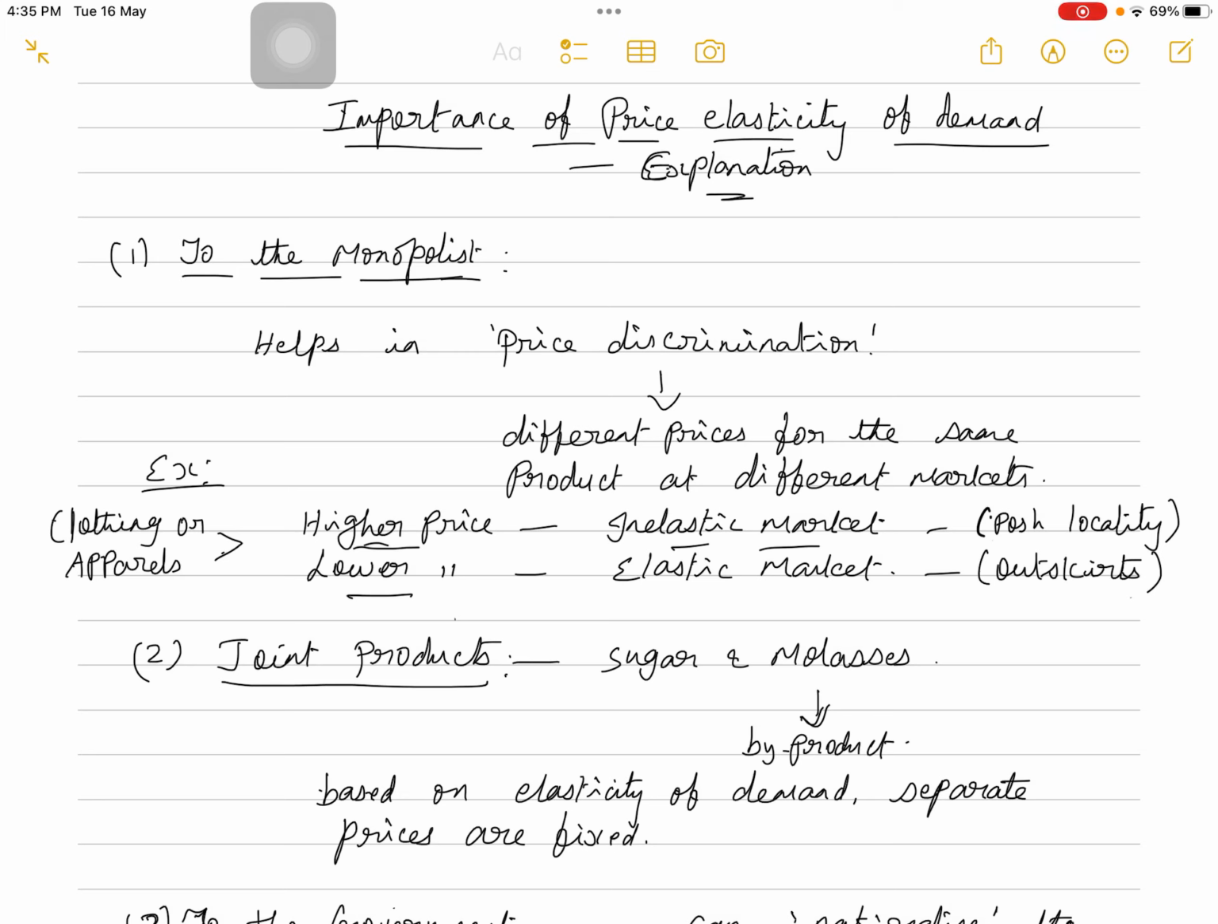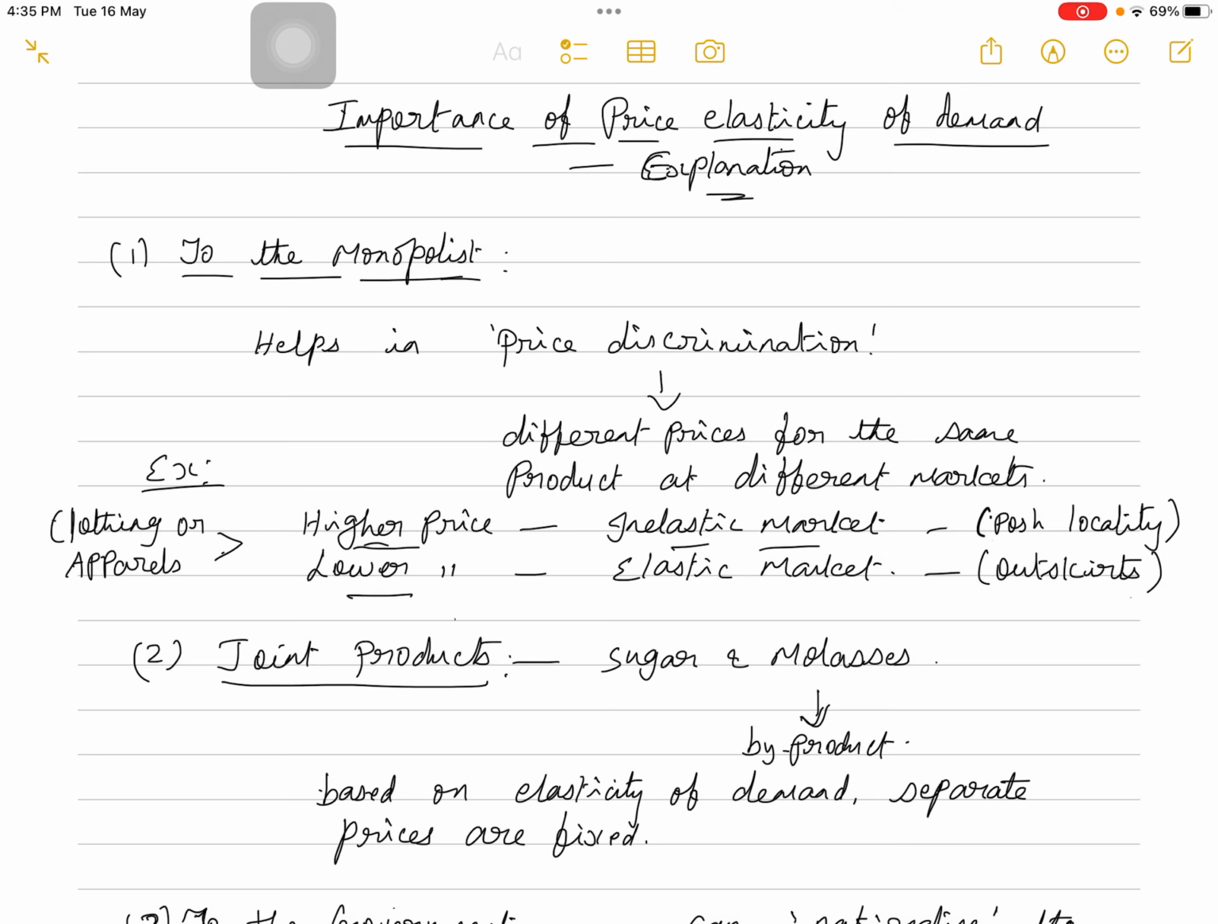First, how it is helpful to the monopolist. So who is a monopolist? You know that he is a single seller, a single seller in a particular market for a particular commodity or service, and that commodity or service does not have any close substitute. So that seller is a monopolist, isn't it? We all know about it.